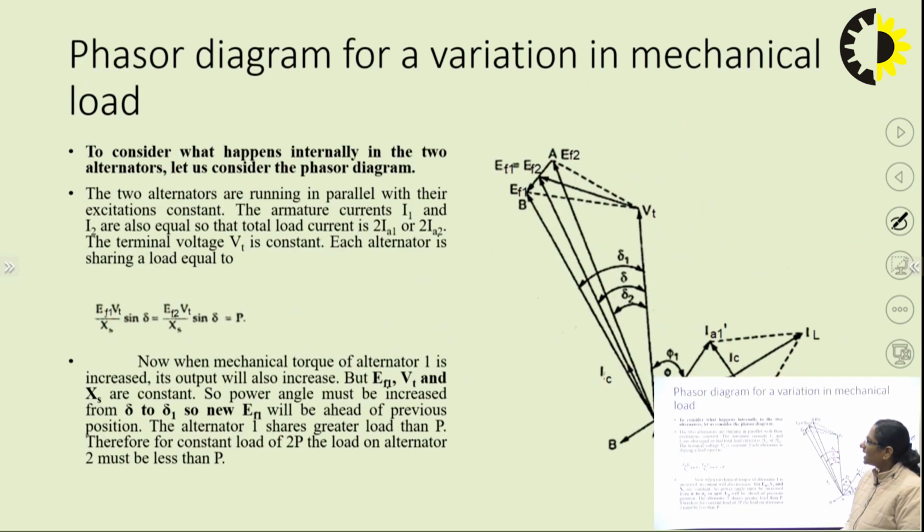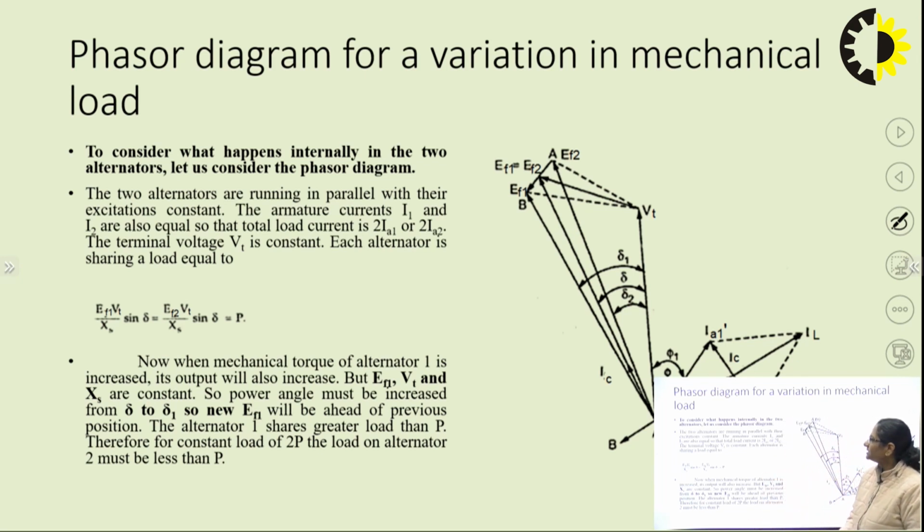Now, let us see in the form of the phasor diagram what happens internally to various voltages and currents when the mechanical input to alternator 1 is increased and the mechanical input to alternator 2 is reduced. What we conclude from the previous discussion is, if we want to operate the system at constant frequency, and the mechanical input of one alternator is increased, then to restore the frequency of the system to the normal frequency, we have to reduce the mechanical input at the second alternator. The same phenomenon we are going to discuss here in the form of the phasor diagram.